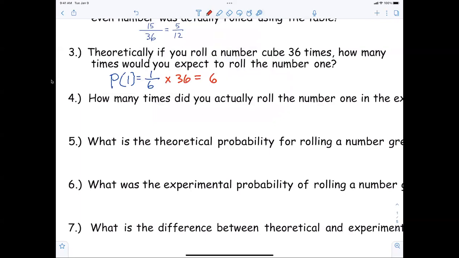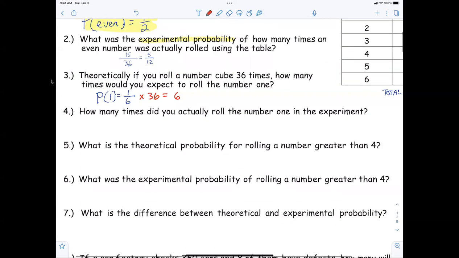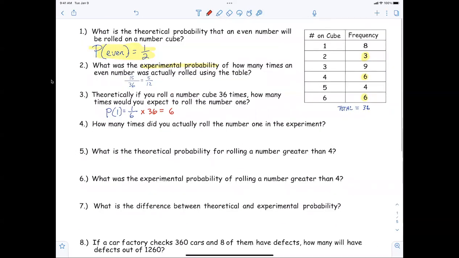Now it says, how many times did you actually roll the number 1 in the experiment? 8. So is that a little bit high, do you think? Yeah, it's kind of high, but does it really matter in the grand scheme of things? No. All right. Come on now. This is what I'm talking about. Write down the information. If you don't know something, speak up right away.